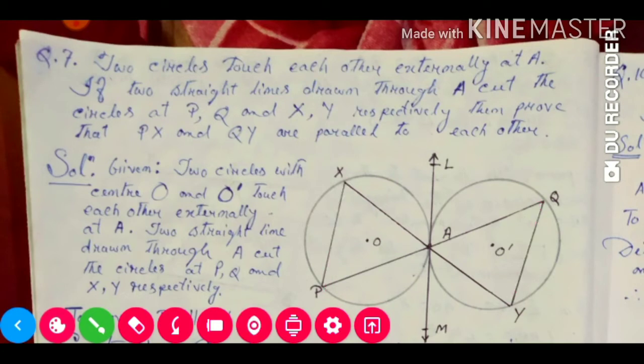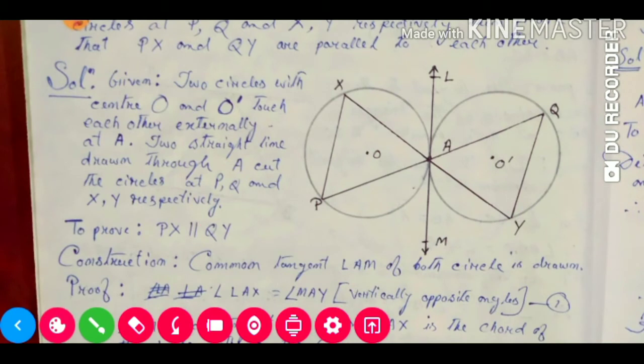So what is given, we will write here. Given two circles with centers, the first circle center we are considering O, and the second circle center O dash, touch each other externally at A. Two straight lines drawn through A cut the circles at P, Q and X, Y respectively. To prove, what to prove? PX is parallel to QY.